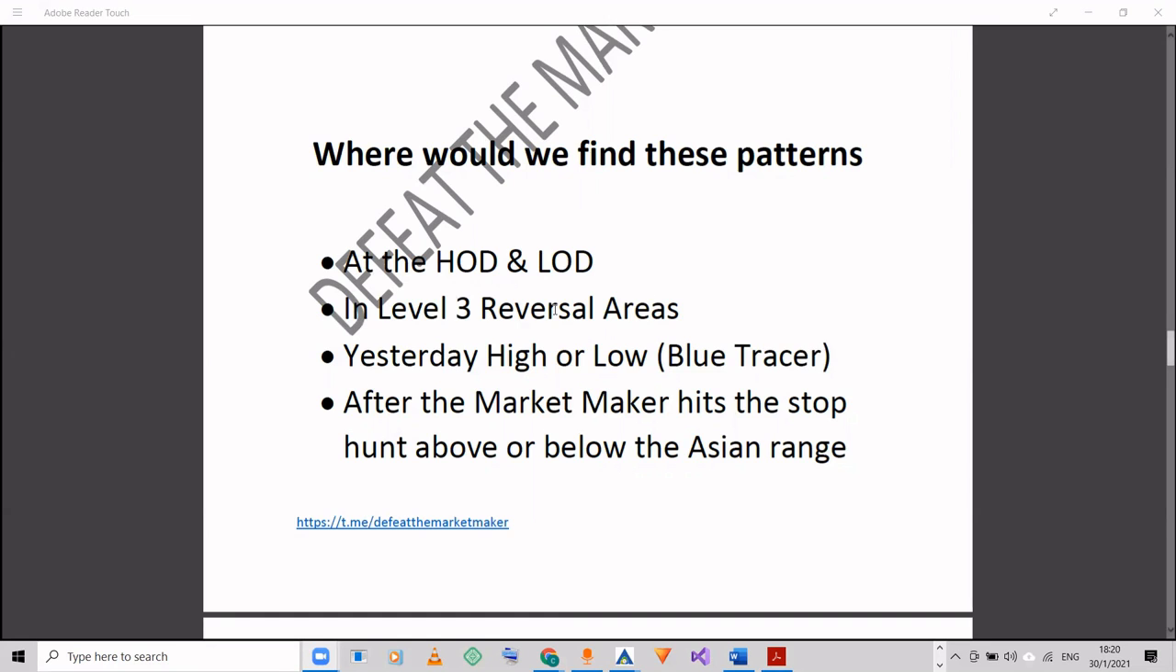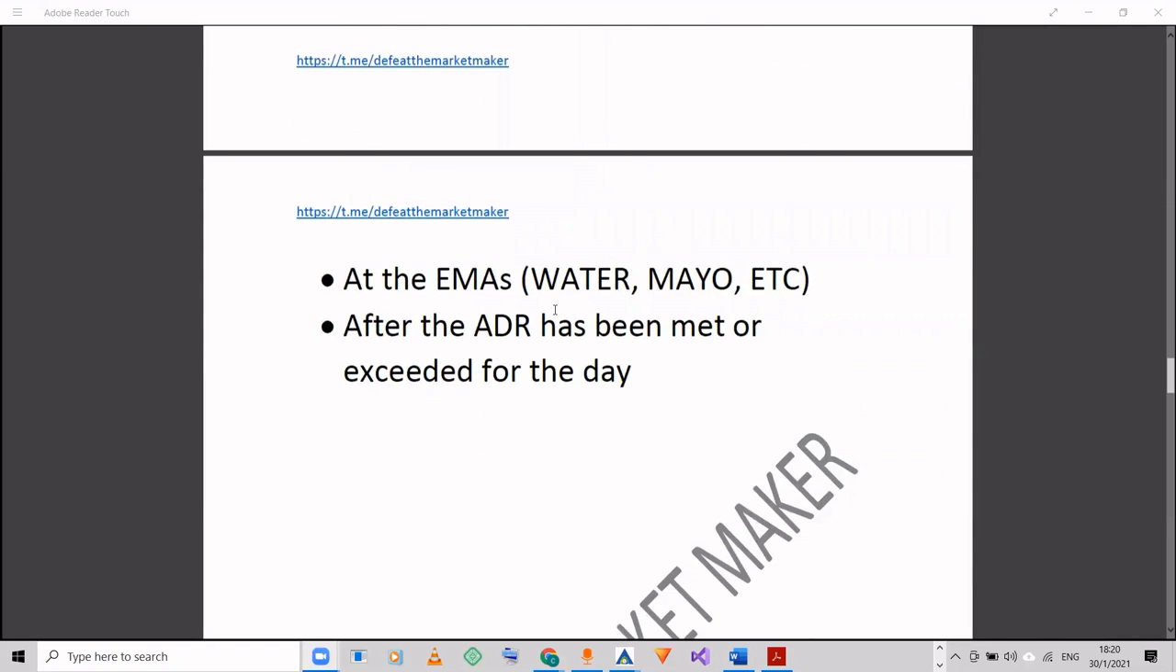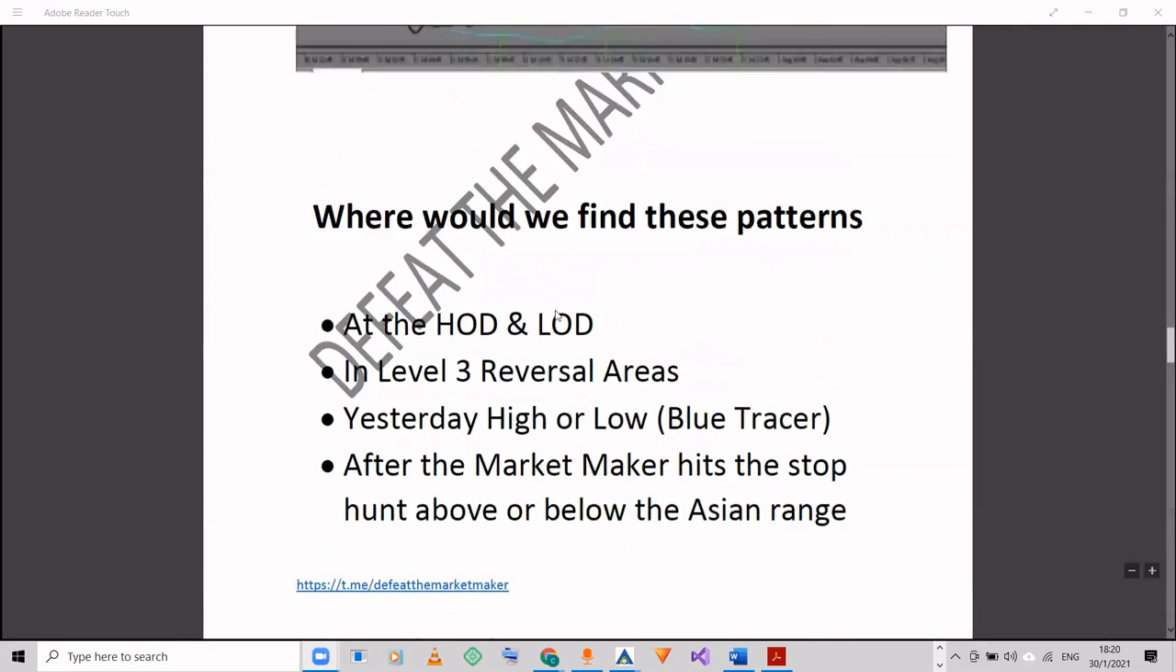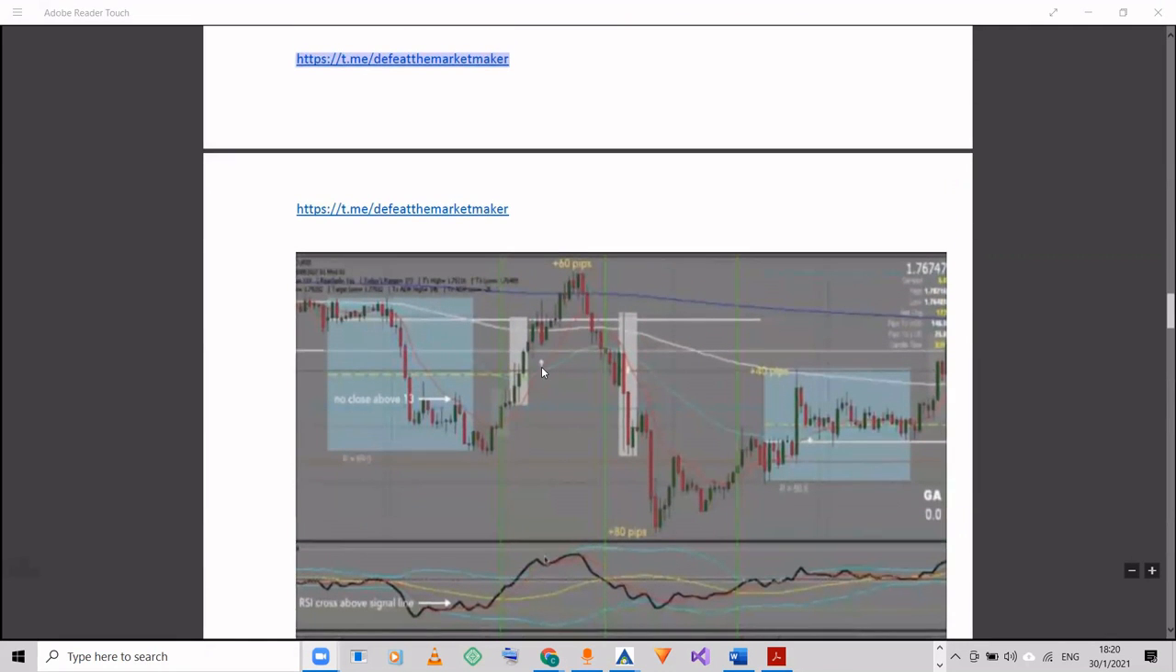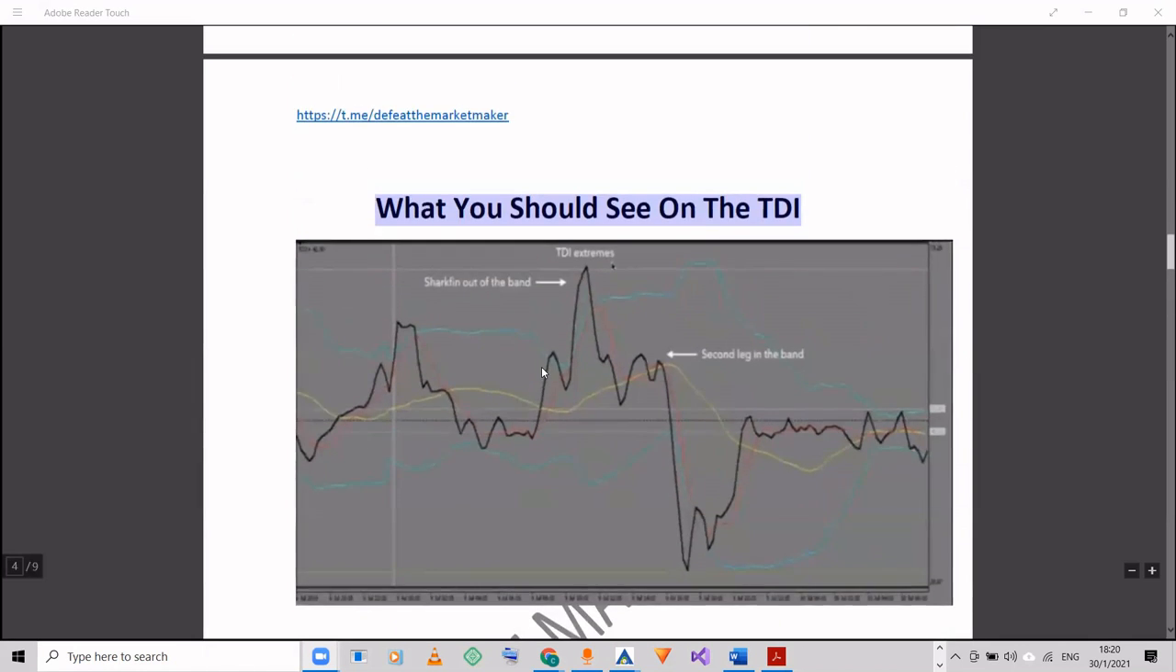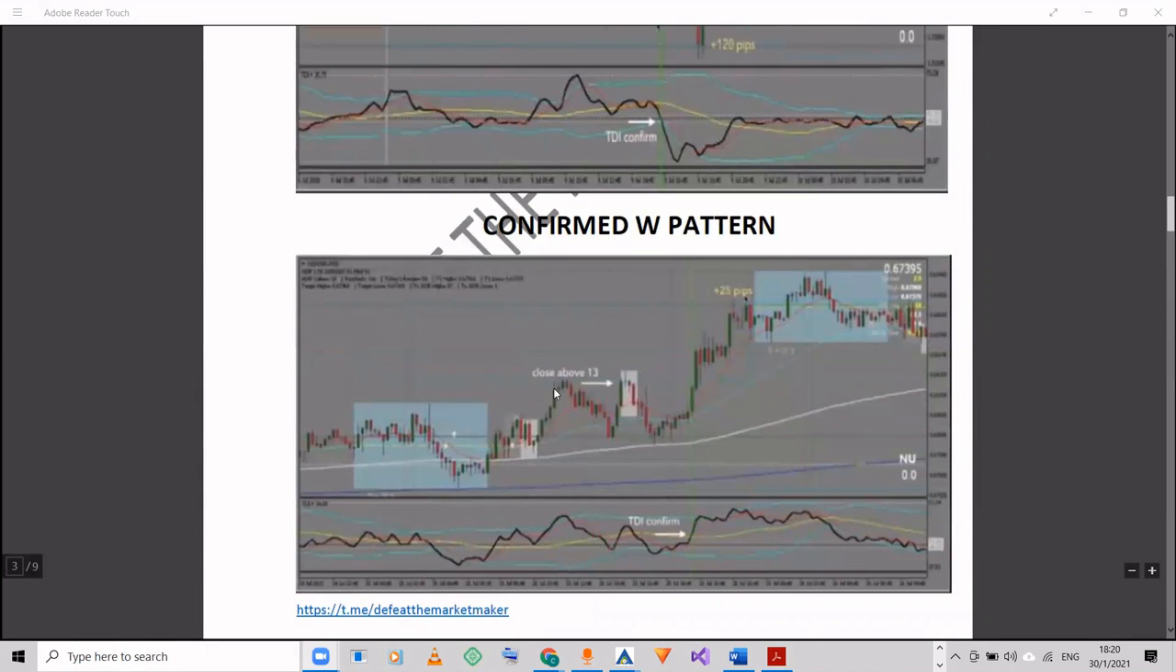Do you get me? Are you hearing me? Sorry, I forgot that I put 2 more. At the EMAs, yeah, please, this is really important. At the EMAs, let me show you. As you can see, most of these patterns occur at the EMAs. Let me show you. Do you see here? Are you seeing the screen?